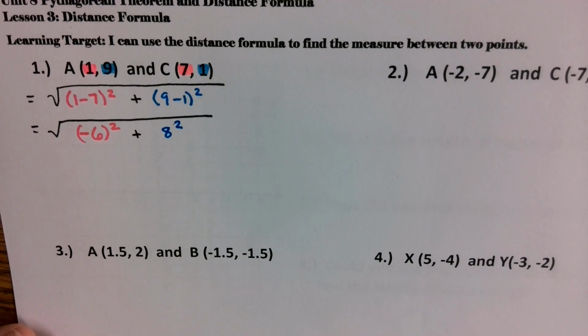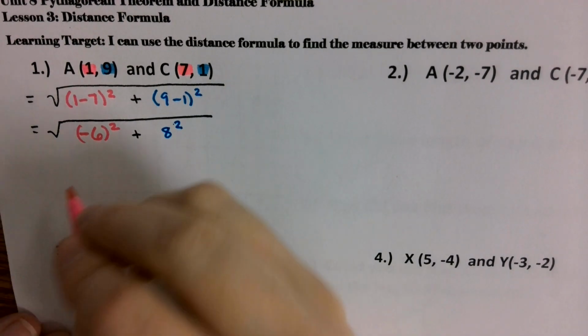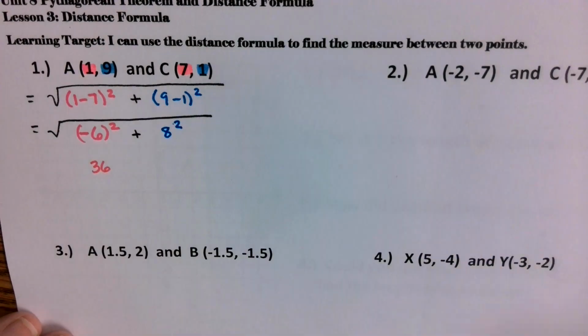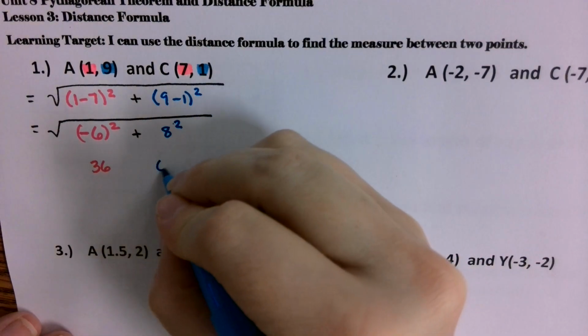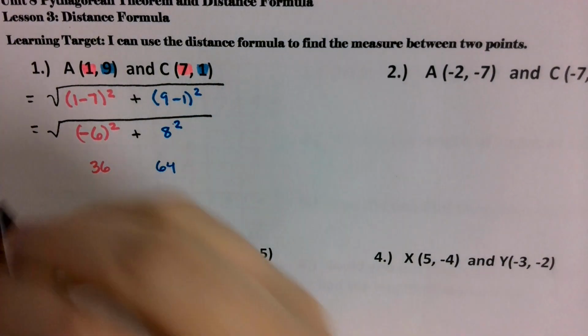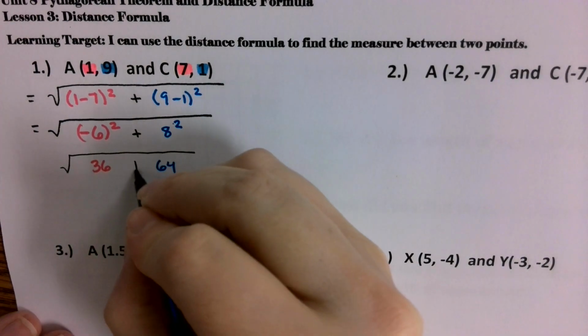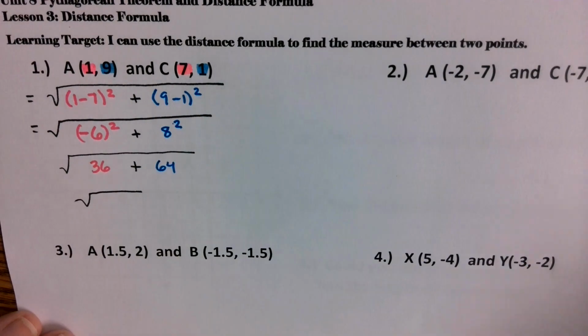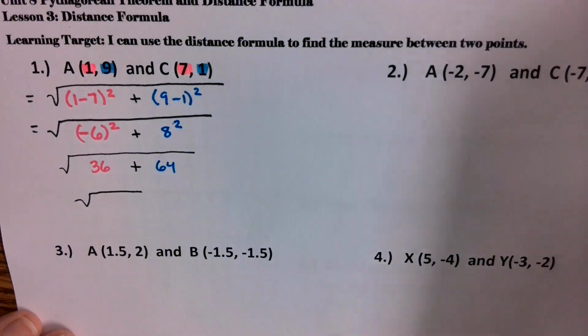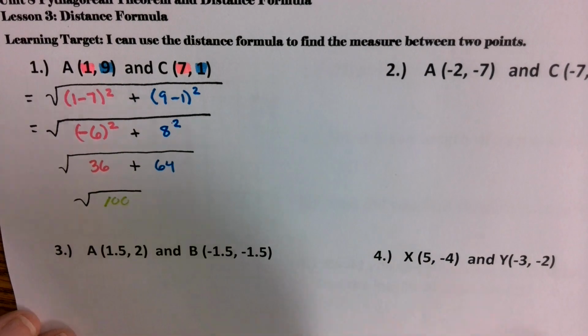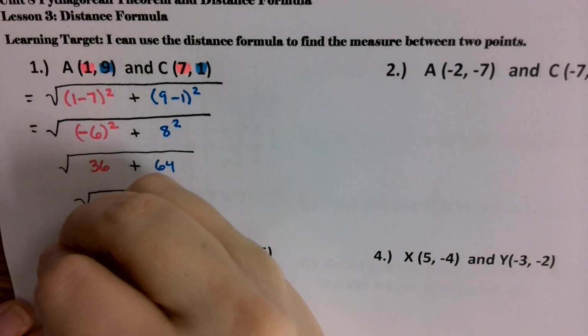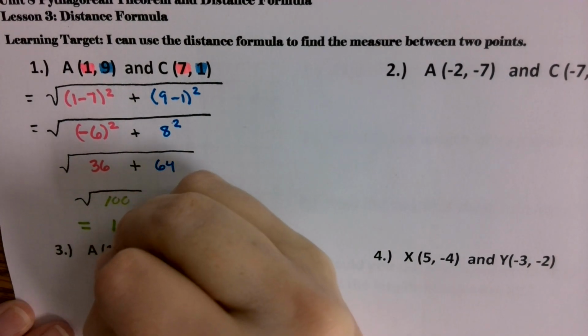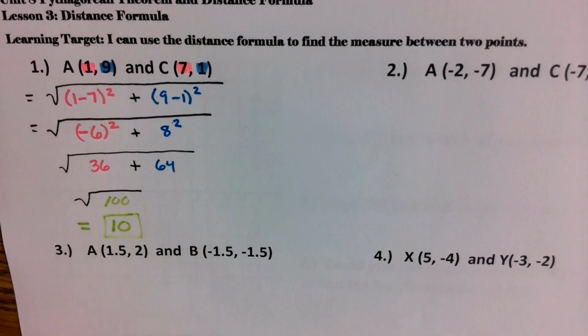Okay, so negative 6 times negative 6 is what? 36. So we're going to have 36. 8 times 8 is 64. Okay, so now we have the square root of 36 plus 64. What's 36 plus 64? 100. Okay, so we now have the square root of 100. And what's the square root of 100? 10. So the distance is going to be equal to 10. All right, go ahead and try the rest of those on your own, please.